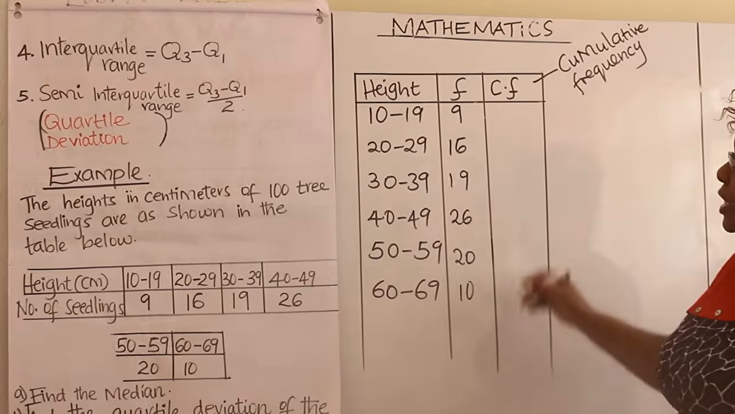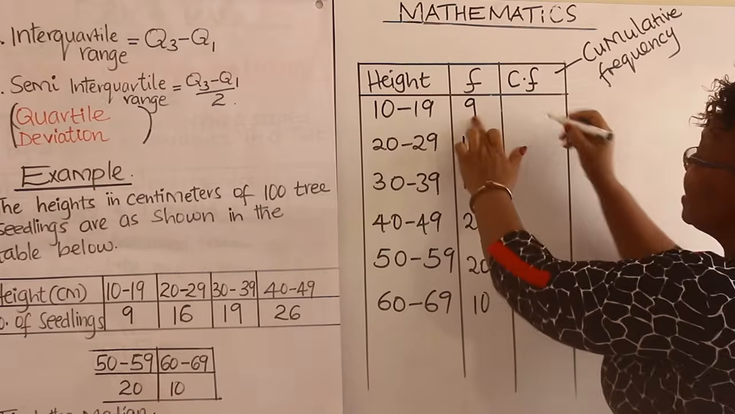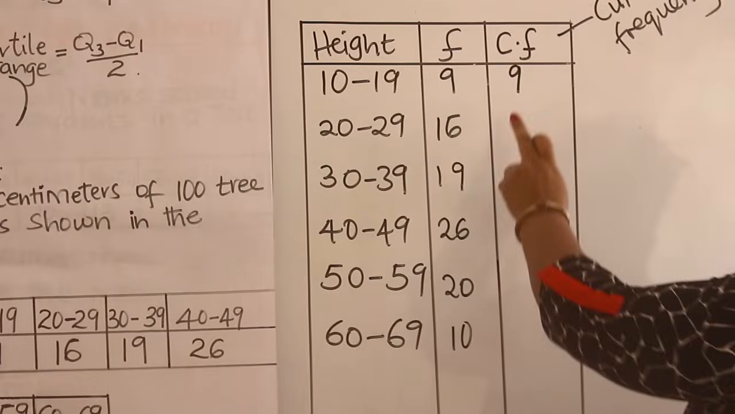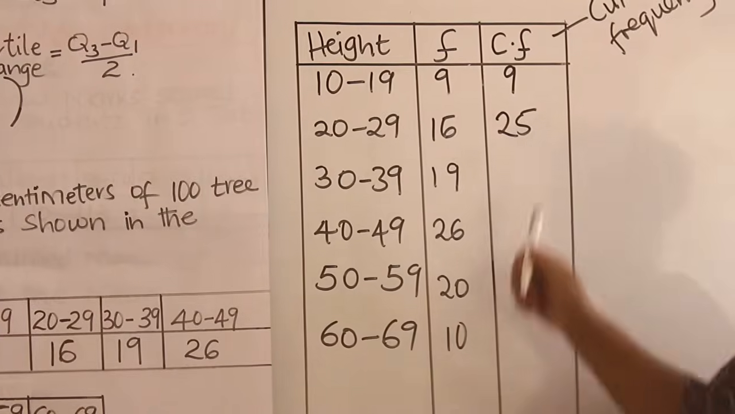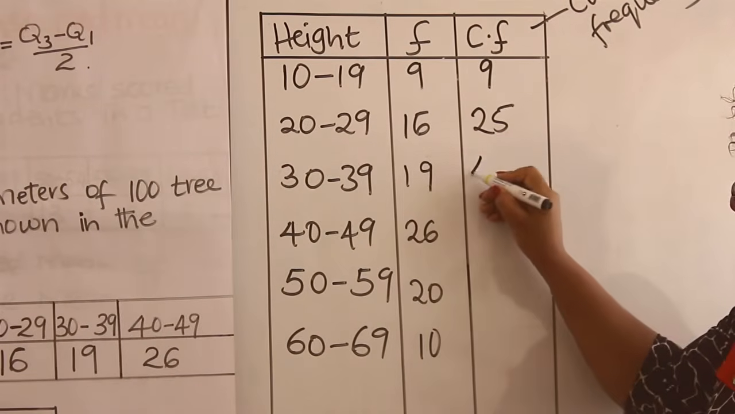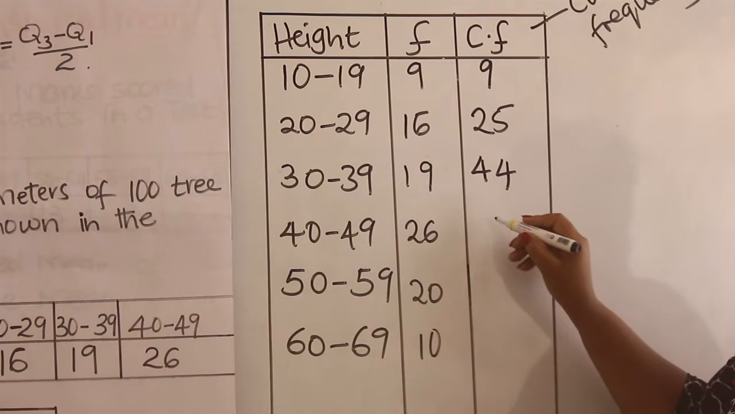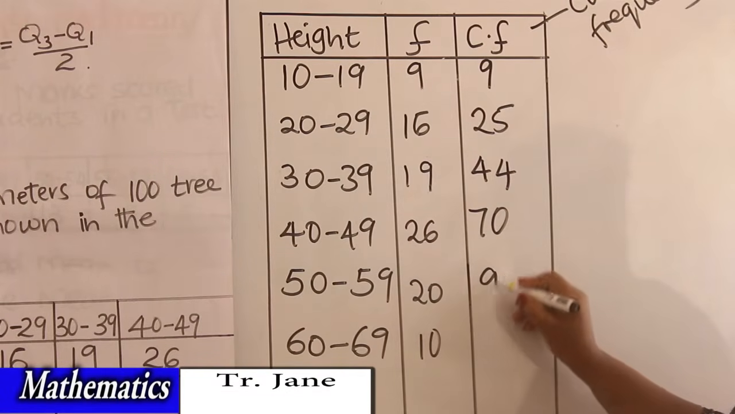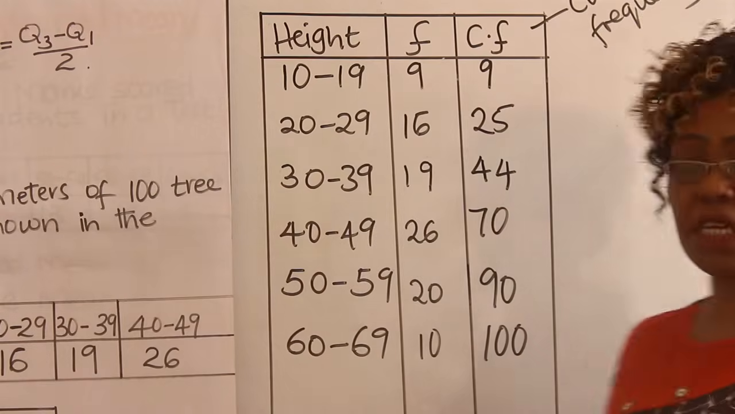How do you put it down? You go to the column for frequencies. It is got from frequencies. So if this is 9, you put 9 there. You start with 9 also. Then you say 9 plus 16 gives you 25. 25 plus 19 gives you 44. 44 plus 26 gives us 70. 70 plus 20 gives you 90. 90 plus 10 gives you 100. So you're dealing with 100 tree seedlings.